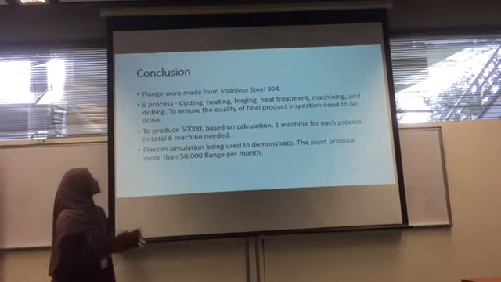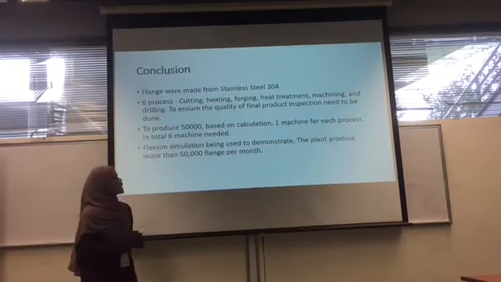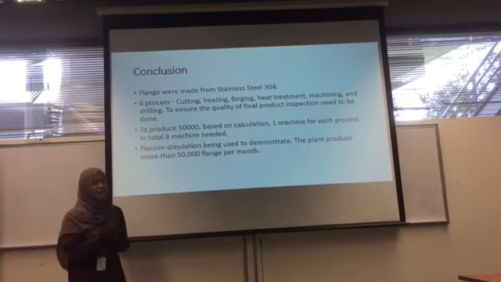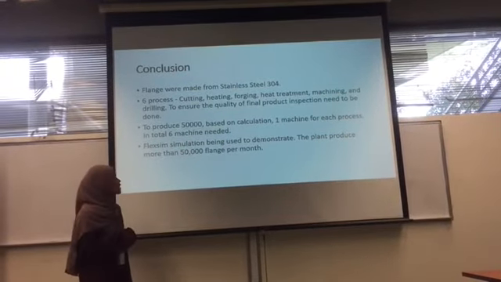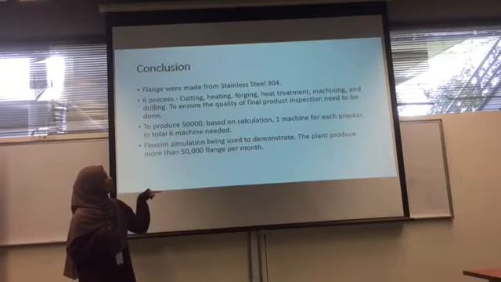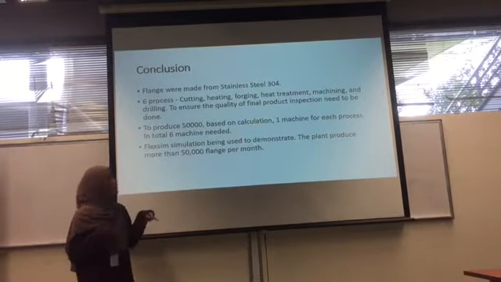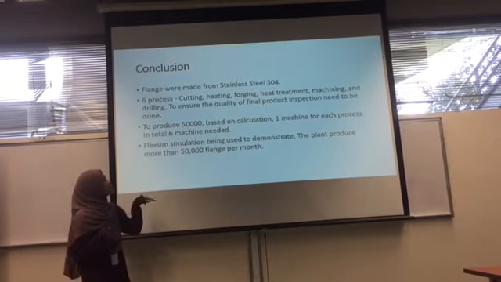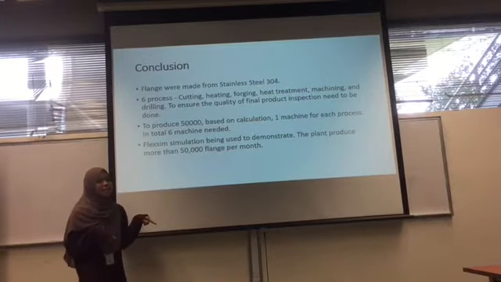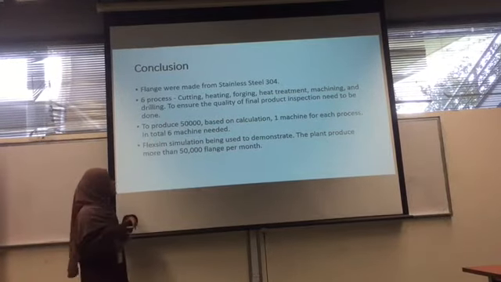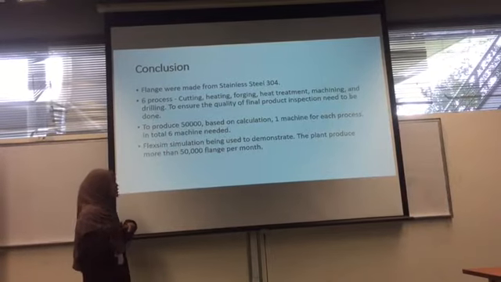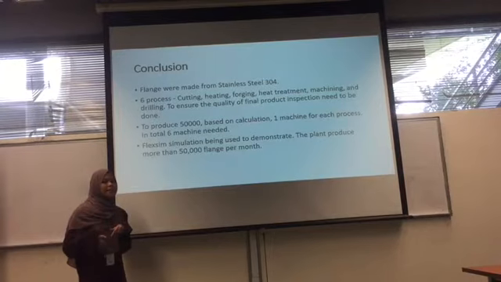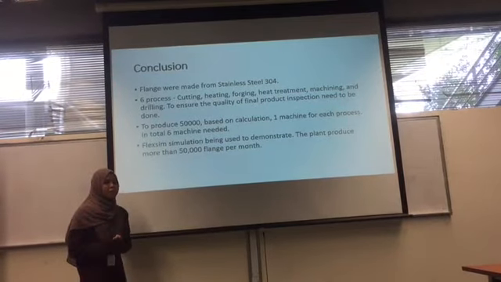And next, in the calculation, our flange uses stainless steel 304, and there are 6 processes in manufacturing, which are cutting, heating, forging, heat treatment, machining, and drilling. And not to forget, there is final inspection. And to produce 50,000 flanges, based on the calculation, 1 machine for each process, which is in total 6 machines. And using the FlexSim simulation, we can demonstrate it, and there is extra production that has been produced.